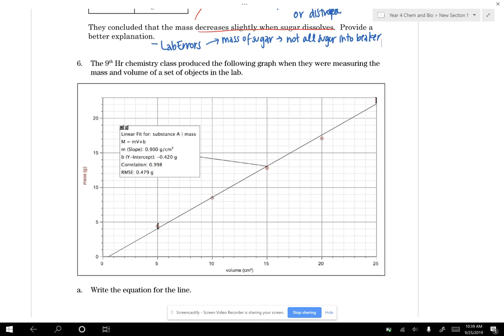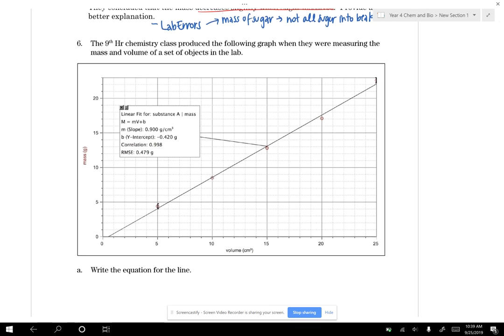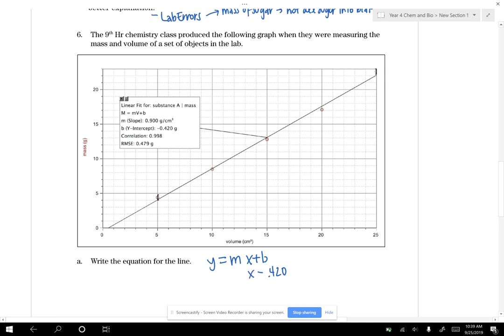Just for the sake of the equation of the line, you go y equals mx plus b. So your y-intercept is negative 0.420, and then your slope is 0.90, times x, equal to y. Pretty simple, because this is the m for the slope and that is the b, and those are the things that end up there.